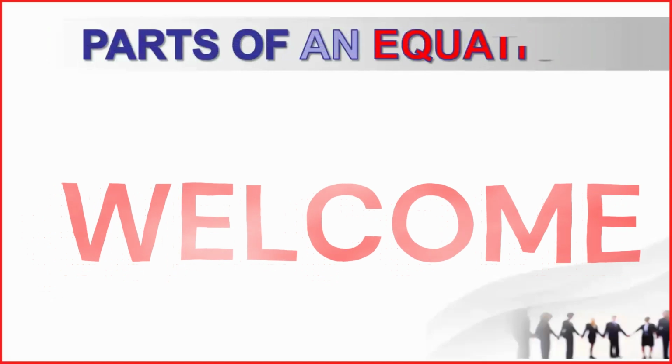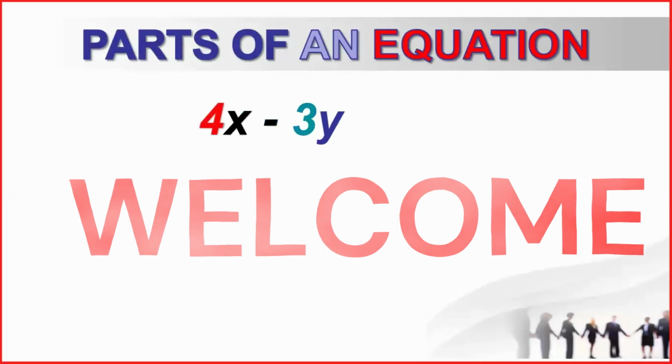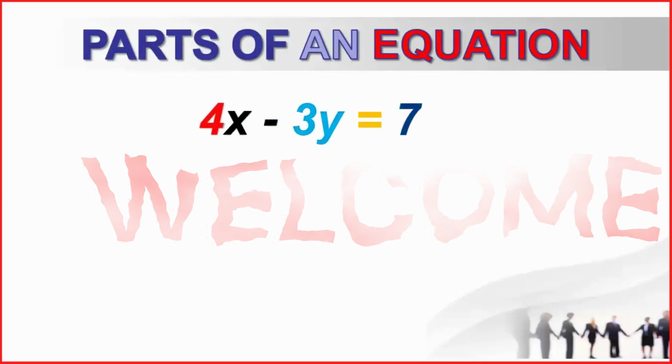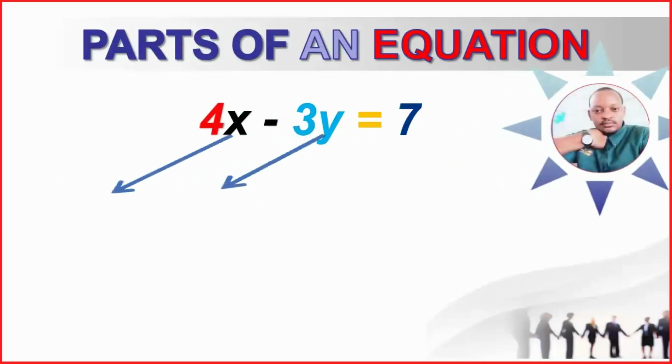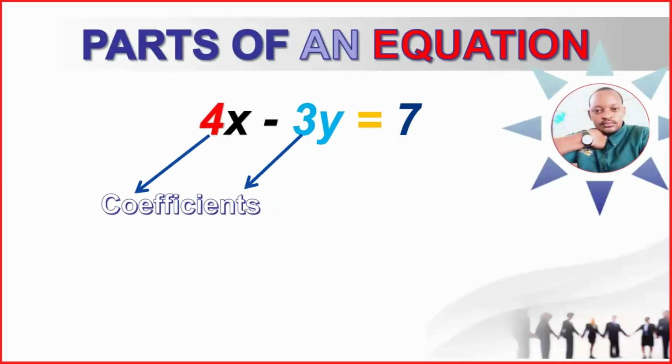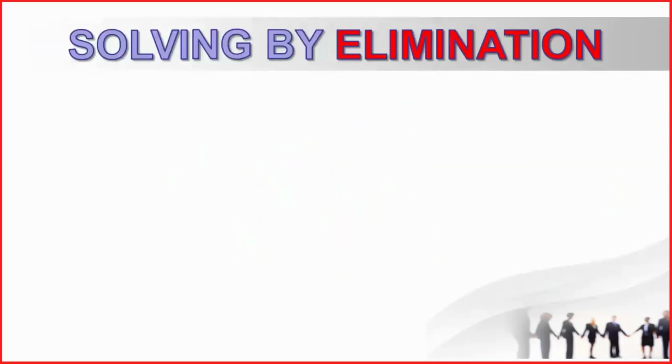Before we continue, let us talk about parts of an equation. In this equation, 4x minus 3y equals 7, the 4 and 3 are what we call coefficients. 4 and 3 are coefficients, x and y are the variables, and 7 is what we call the constant.